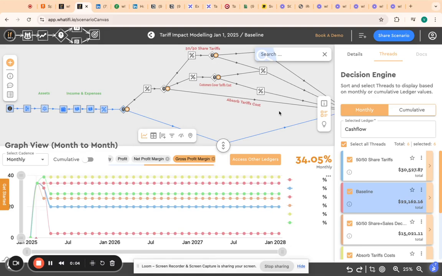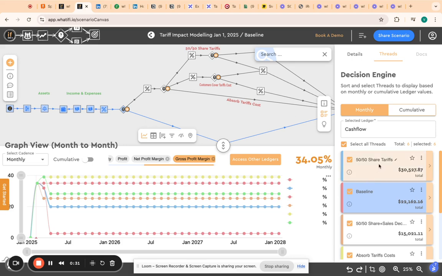With the looming threat of a 25% increase from the US, Canadian businesses, be it big or small, are understandably concerned about its impact on their bottom line. To help navigate this uncertainty, I've built a tariff impact calculator using Whatifi, a decision tech platform that lets you simulate different business scenarios and see how key decisions affect your financial outcomes.